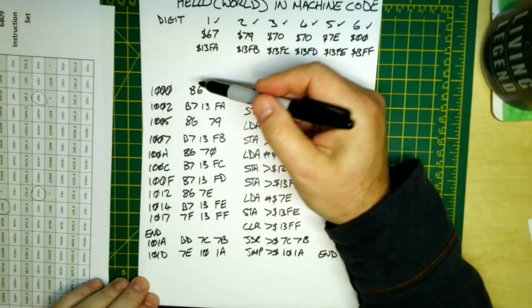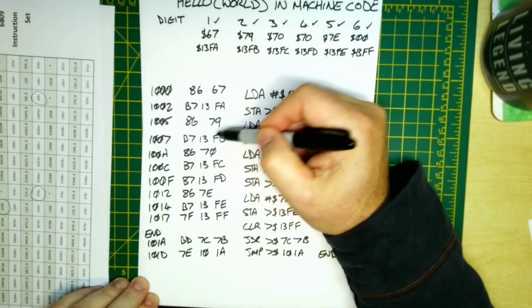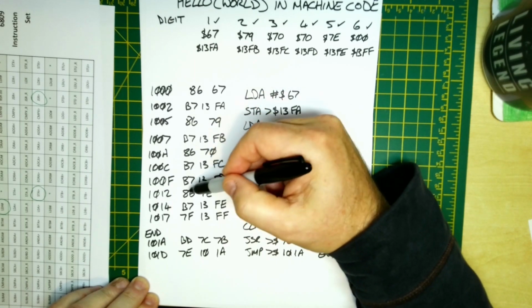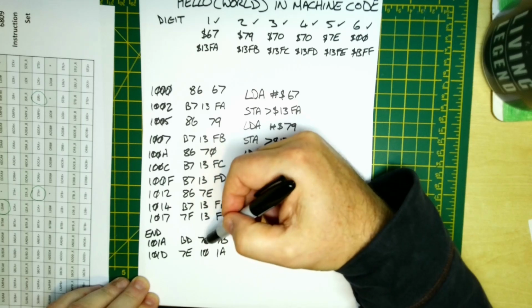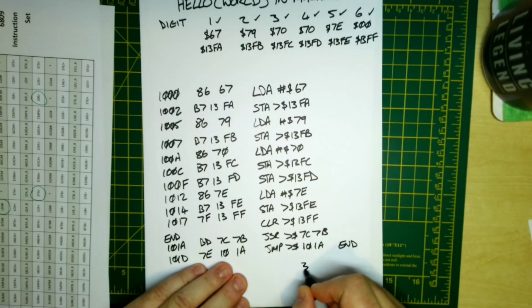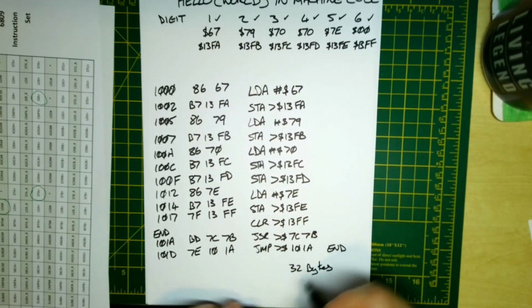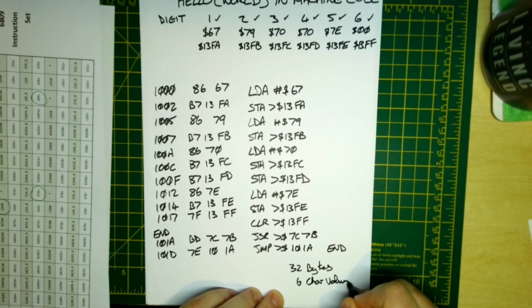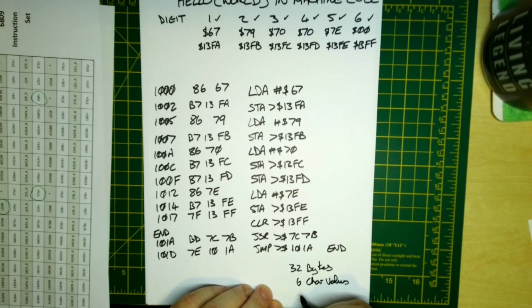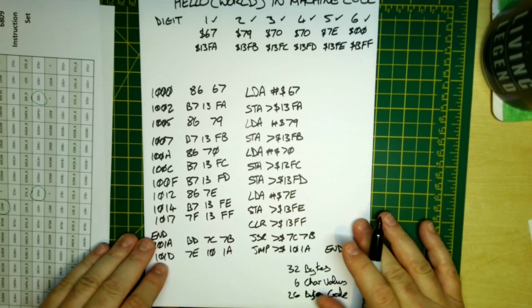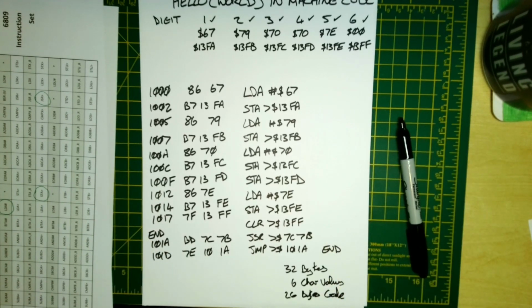We just count how many bytes it is. We've got 1, 2, 3, 4, 5, 6, 7, 8, 9, 10, 11, 12, 13, 14, 15, 16, 17. So it's 32 bytes, of which really 6 of these are the character values. So really we've got about 6 and 32, so we've got 26 bytes of code. Okay, 26 bytes of code. So what we're going to do now is to type that in, see if we can get it working.